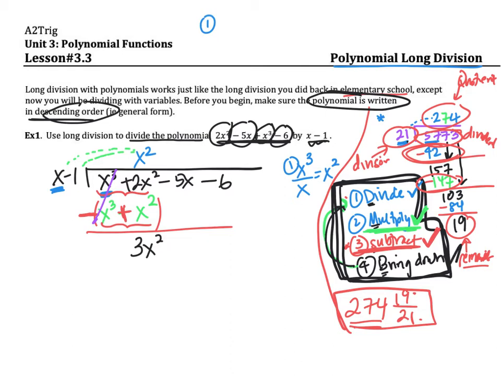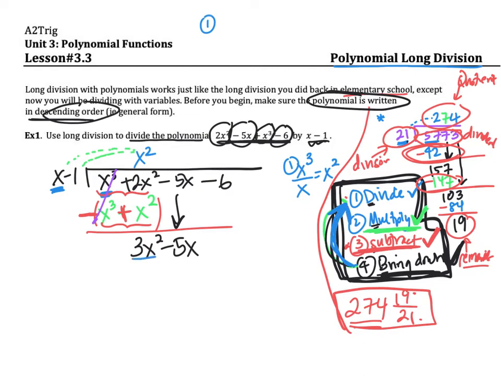Then what do I do last? I bring down. So I bring down my next term. Instead of it being a digit, it's the next term. So I bring down my minus 5x, and I go back to the beginning and repeat the process.